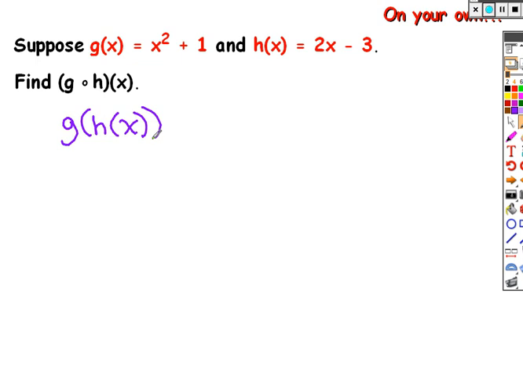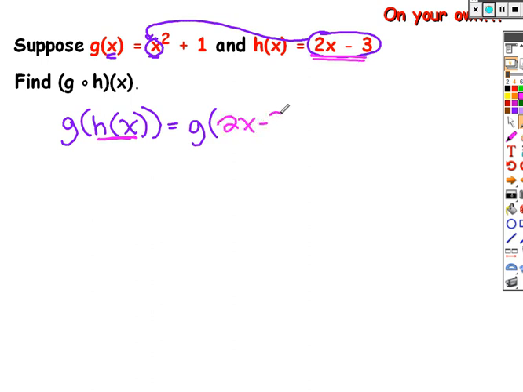So now I'm actually starting with h of x because that's in the innermost parentheses. And I want to plug this into function g. So wherever I see an x, I'm going to replace that with 2x minus 3. Or you could think of it this way. This is like g of, okay, well, what's h of x? Well, h of x is actually 2x minus 3.